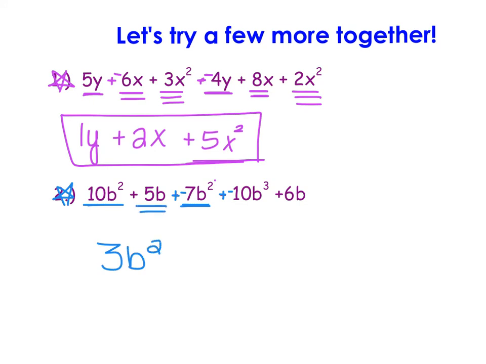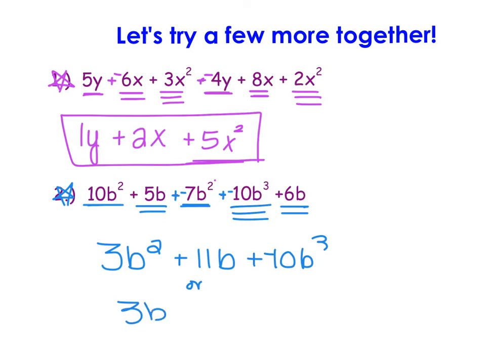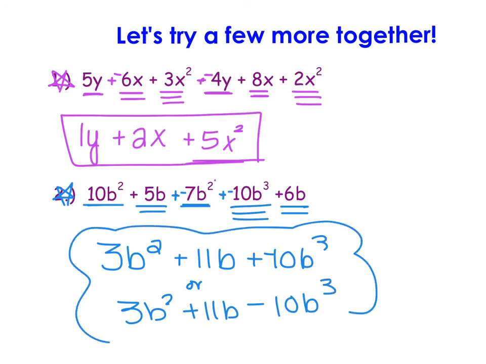And then I have 5b and 6b, which combine together to be 11b. And then I have just that negative 10b cubed left. So I'm going to add that in as a negative 10b cubed, or you can write it in a subtraction. So I would take either version of this. And something else to keep in mind is that the order in which you write these terms does not matter as long as the negative in this case is attached to the negative 10b cubed.